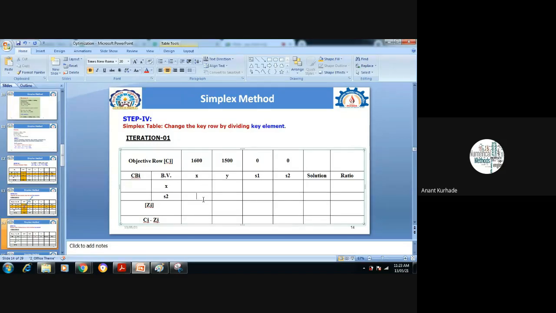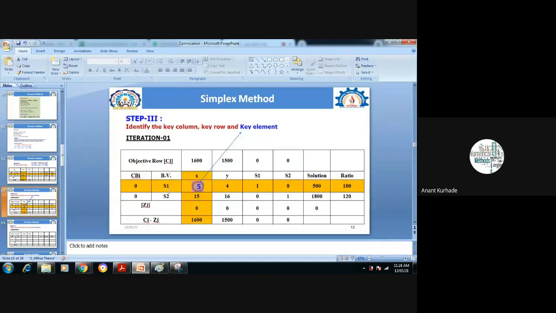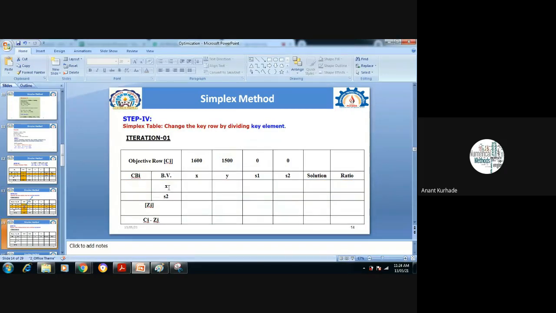Any doubt up to this? How to find the entering and leaving variable? The variable from the key column is the entering variable. The variable from the key row is the leaving variable. Write it down somewhere, note it down. These are very important things. Initially in this table we have S1 here. But in the next table it is leaving, so don't write S1. Instead of S1 write down the entering variable. So X is our entering variable. Up to this, any doubt?